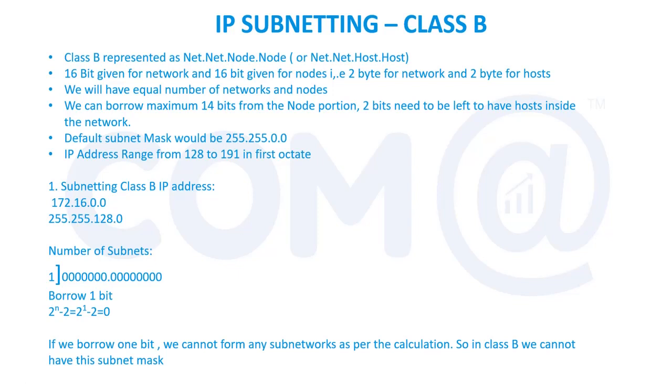If you take class B, it is represented as net net node node. So two portions are network address and two portions are host address, with 16 bits for the network portion and 16 bits for nodes. Minimum 2 bits we have to leave for host so that we can form a number of hosts inside the network. We have seen 2 power n minus 2, so more than that we have to have, otherwise we cannot add more machines. So 2 power 2 is 4, 4 minus 2 is 2, so we'll have two hosts minimum, right?